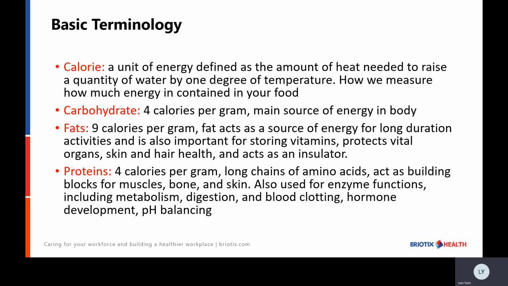Proteins are long chains of amino acids which act as a building block for muscles, bone, and skin. And they're also used for enzyme functions, including metabolism, digestion, and blood clotting, and hormone development and pH balancing. Each gram of protein is 4 calories.